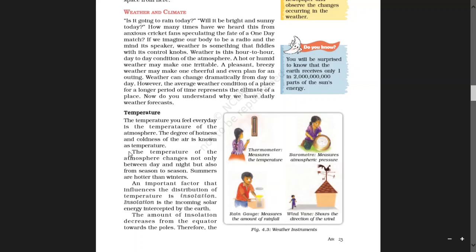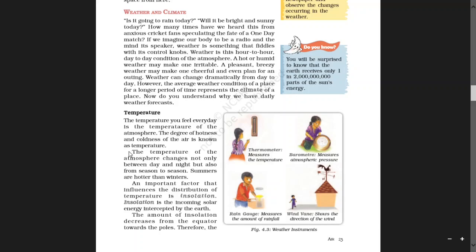Boys, one more thing, you have to see towards the right margin of this page. Do you know another one given here? You will be surprised to know that the earth receives only 1 in 2 billion parts of the sun's energy. Only out of these 2 billion parts of the sun's energy is received by our earth. So you have to know this one also. If you don't know, come and read it.